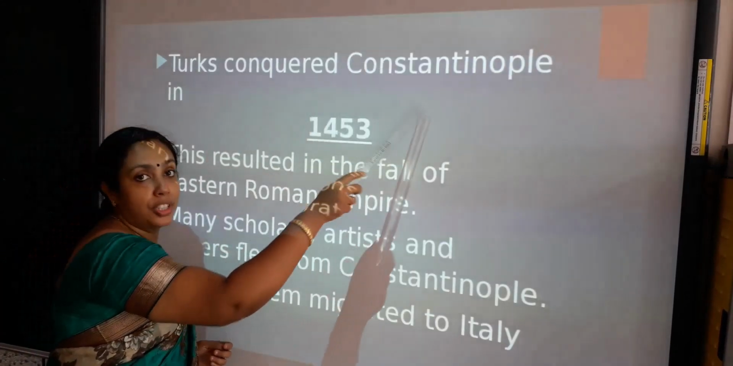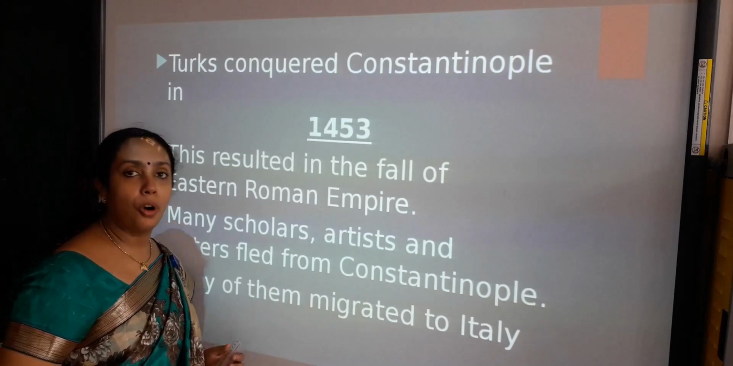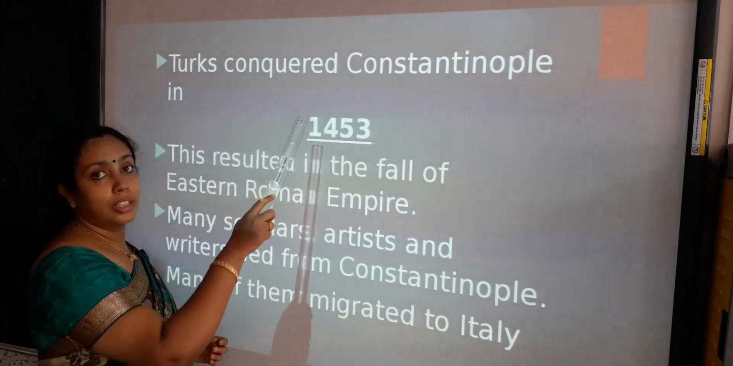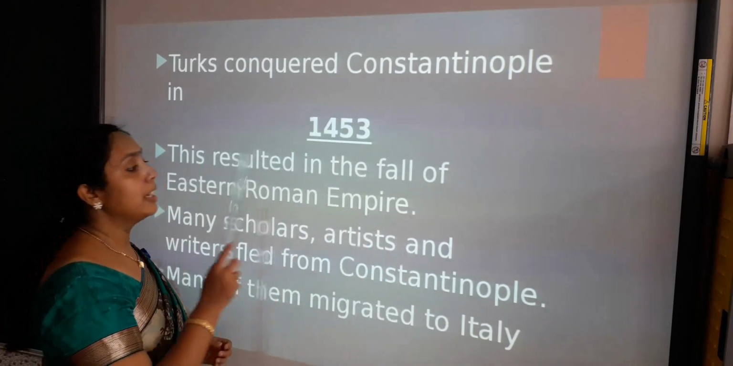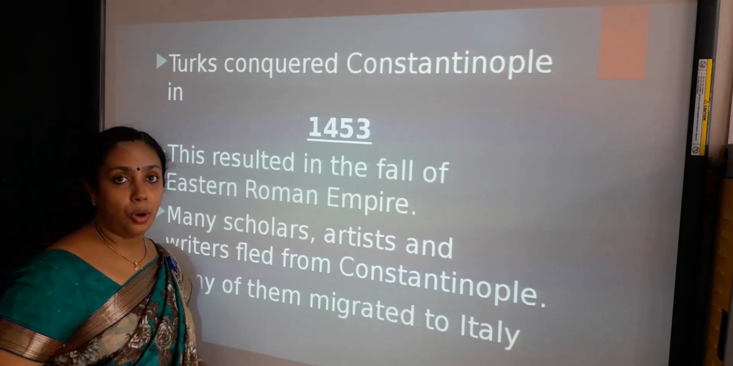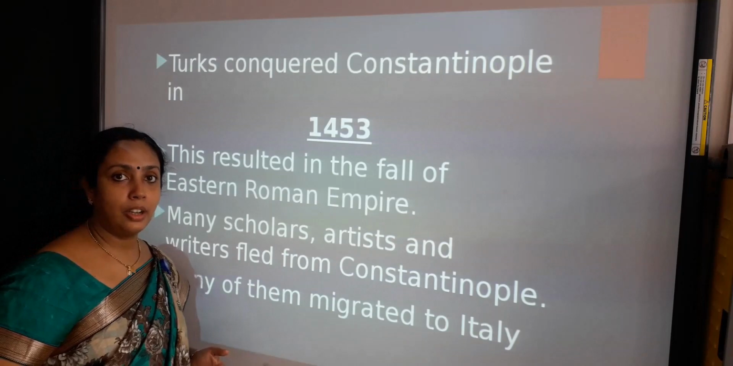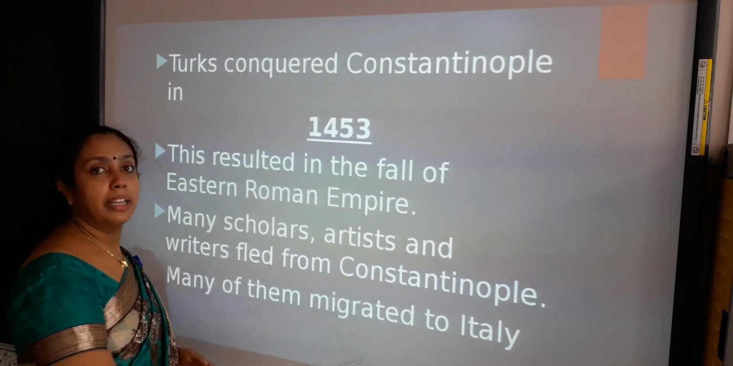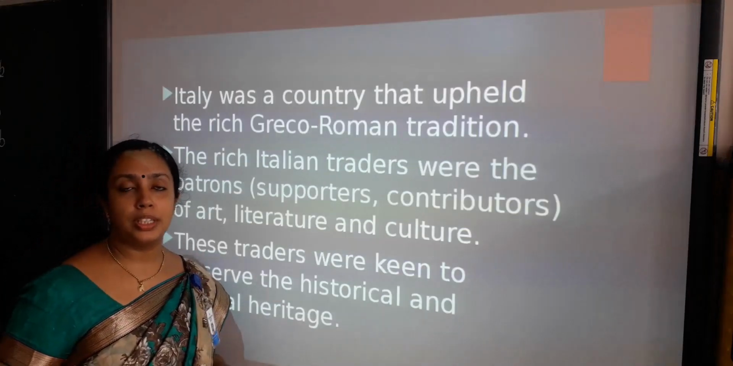Turks conquered Constantinople in 1453. This resulted in the fall of the Eastern Roman Empire. Due to this, many scholars, writers and artists fled or migrated or left Constantinople. Many of them migrated to Italy. As we said, people started migrating to Italy.